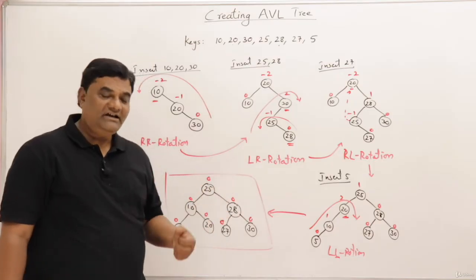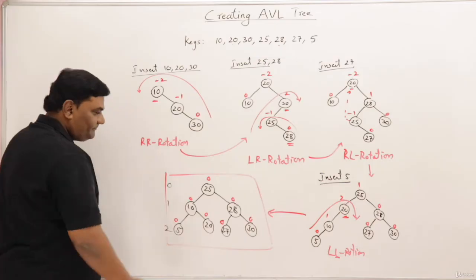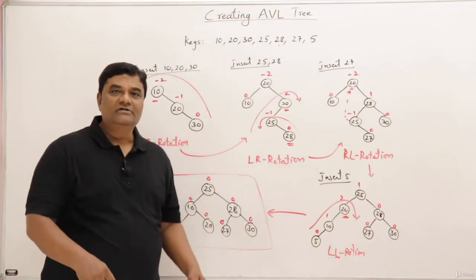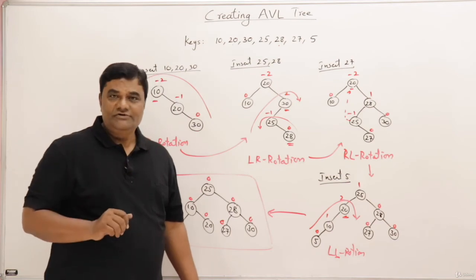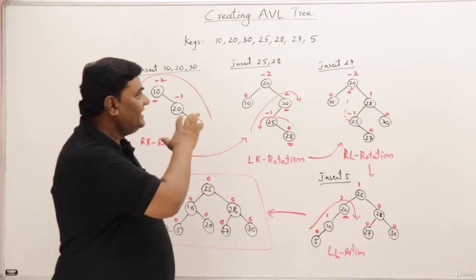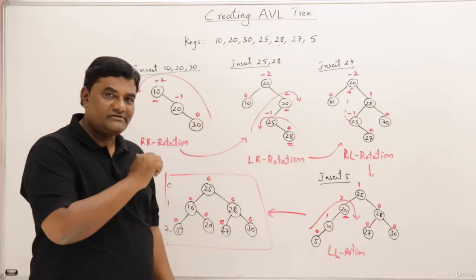What is the height of the AVL tree? Finally, I got 0, 1, 2. See, this is the minimum height. So that's all. Now, one more thing I would like to show you here. If I am not performing rotations, and simply creating a binary search tree, then what happens? Let us look at it.